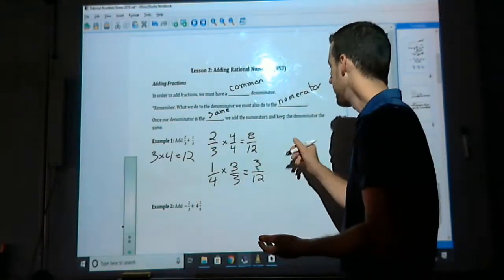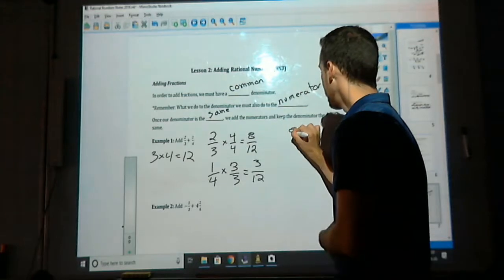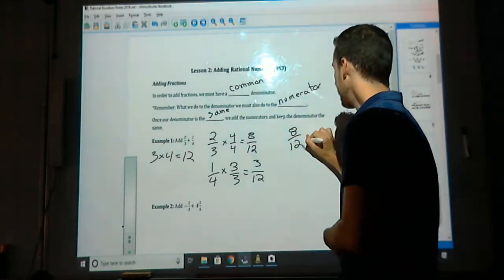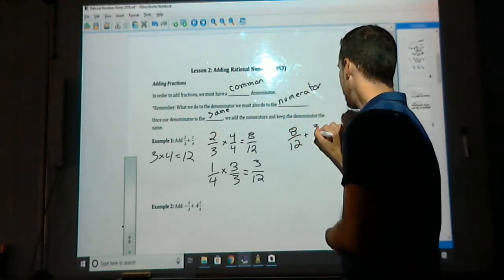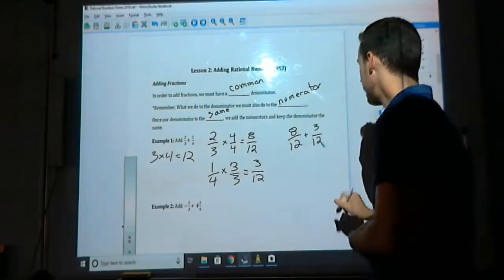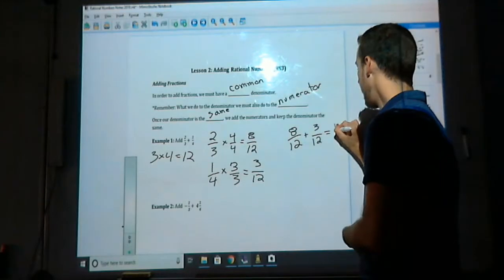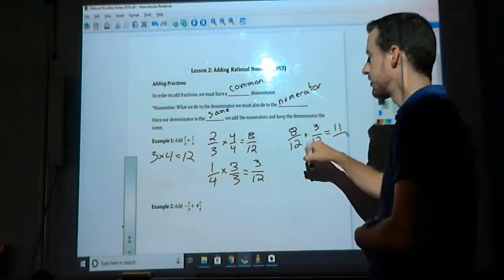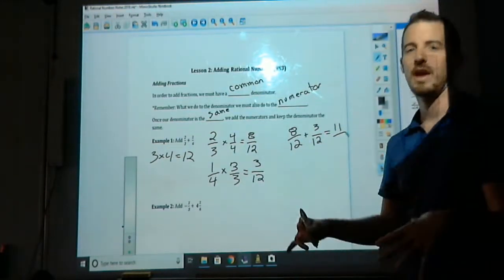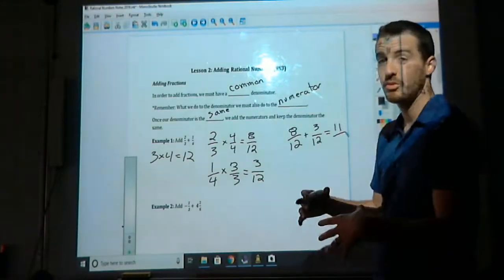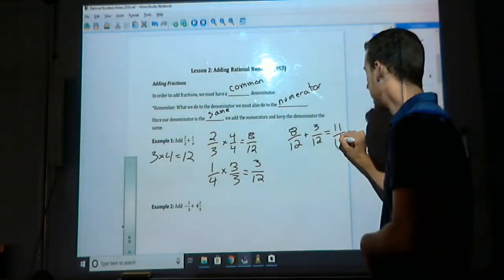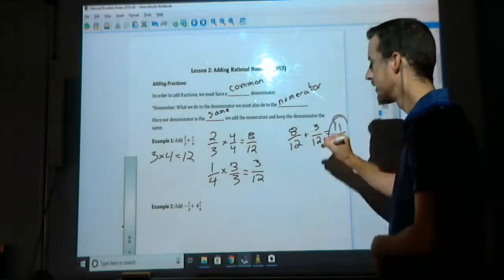Now what we're going to do is put these back together. Adding is as simple as 1 plus 2 here, almost. So 8 plus 3 is 11. And we don't change our denominator when it's the same and we're adding or subtracting. So we end up with 11/12, and this is our final answer.